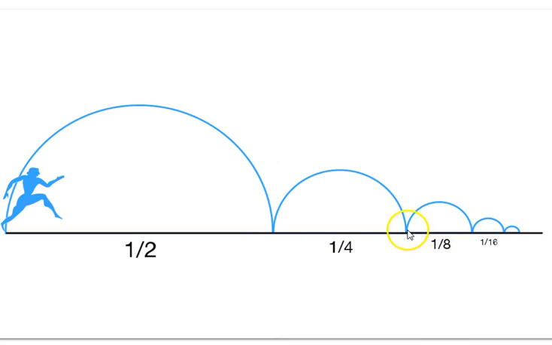And then after that, he's got to go half of that distance, and half of a quarter is only an eighth, so he'd move an eighth of the total distance, and then what would he do? He'd have to move another half of the distance. He can't go all the way, he has to move half first, so he'd move half of that distance, which is half of an eighth, which is a sixteenth, and on and on and on.